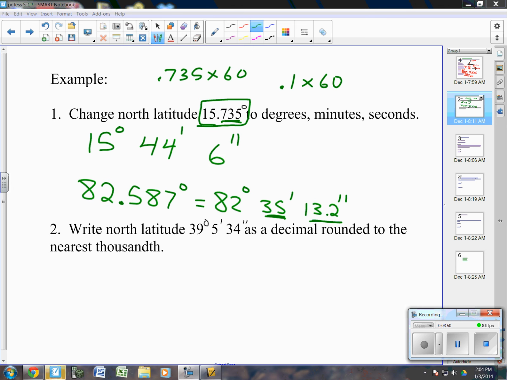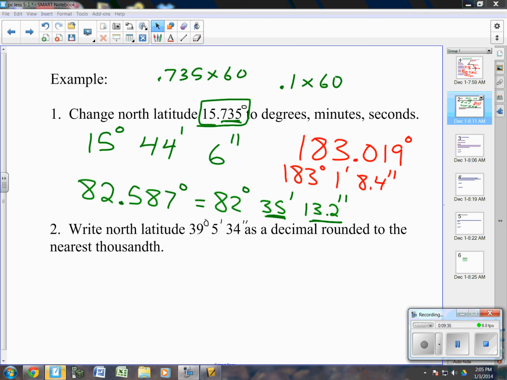Everybody do this one right here. 83.019 degrees. Change that to degrees, minutes, seconds. Okay, so we know it's 83 degrees. How many minutes? 1 minute? 8.4 seconds. Anybody not sure how we got that?